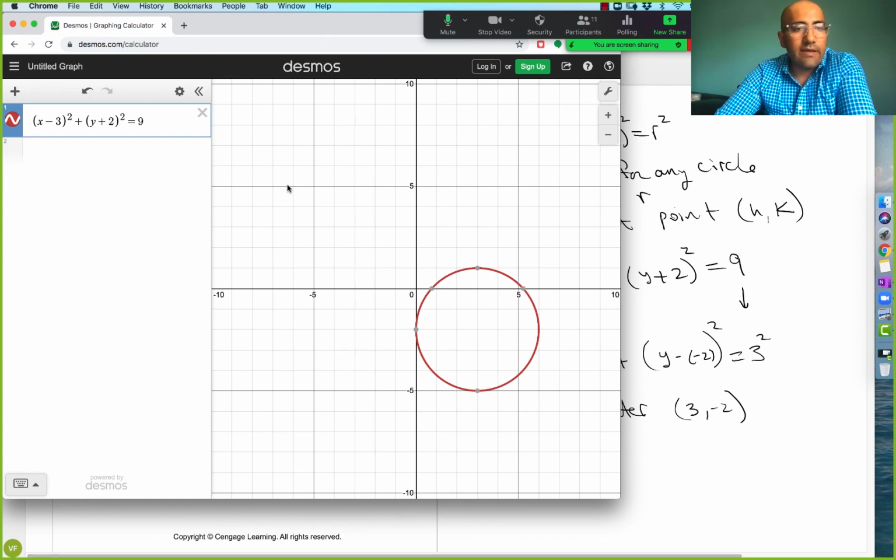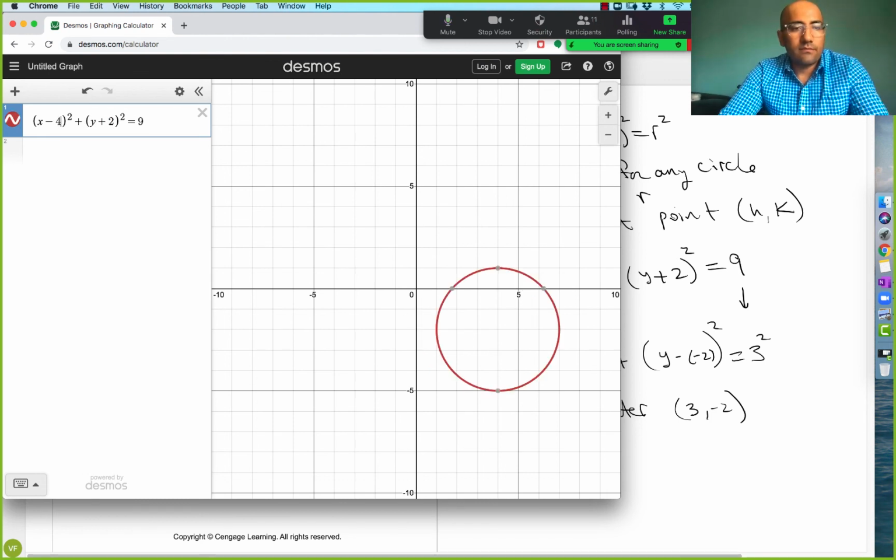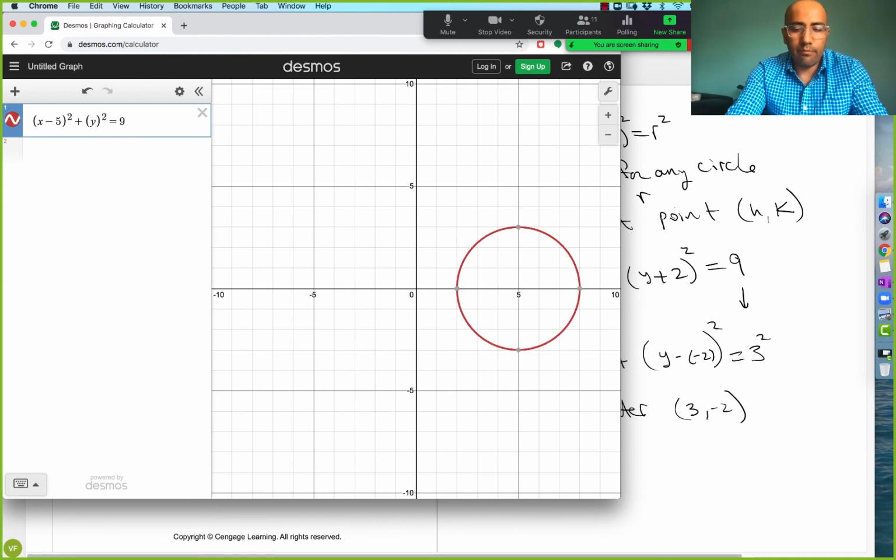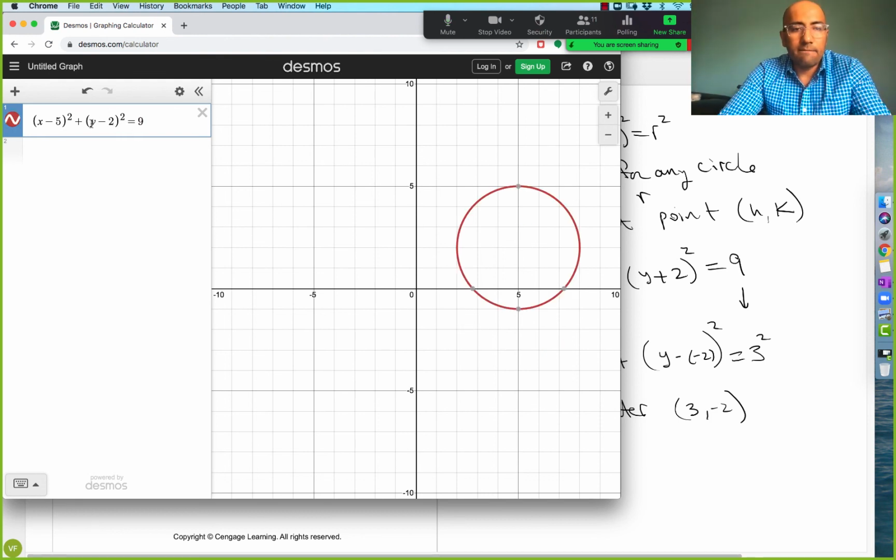Good. If I instead change it from -3 to -4, it's going to keep the same radius and just shift the circle to the right by 1 more unit, or by 5, shifts it even more. If I change it from -2 to +2, then it shifts it up instead. So the value here controls the x-coordinate of the center of the circle, and the value there determines the y-coordinate of the center of the circle.